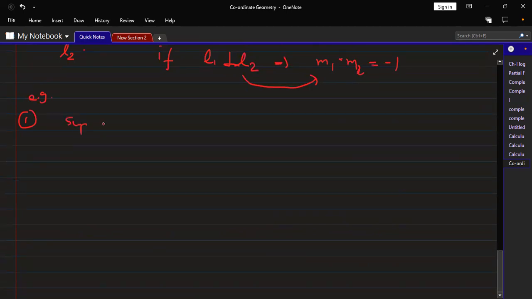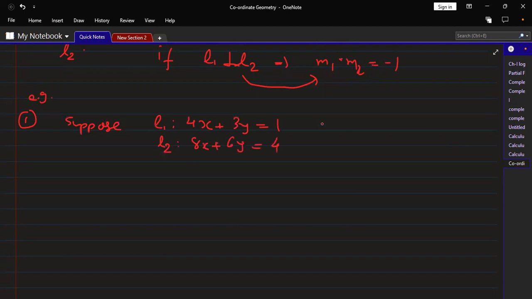Suppose L1 is 4x plus 3y equals 1, L2 is 8x plus 6y equals 4. Okay, so now for line L1, a equals 4, b equals 3. For line L2, a equals 8, b equals 6.